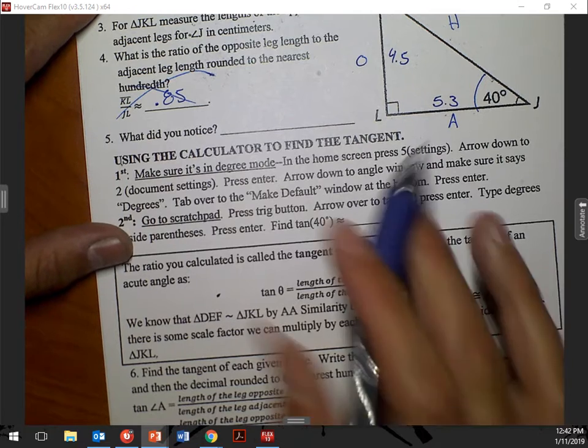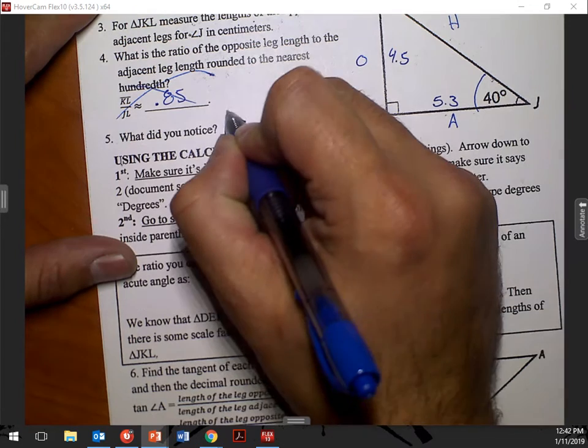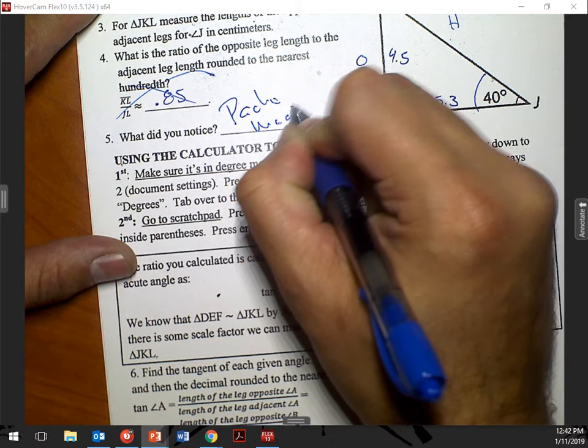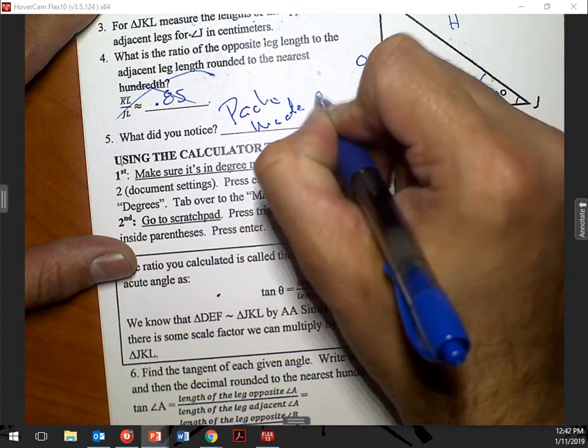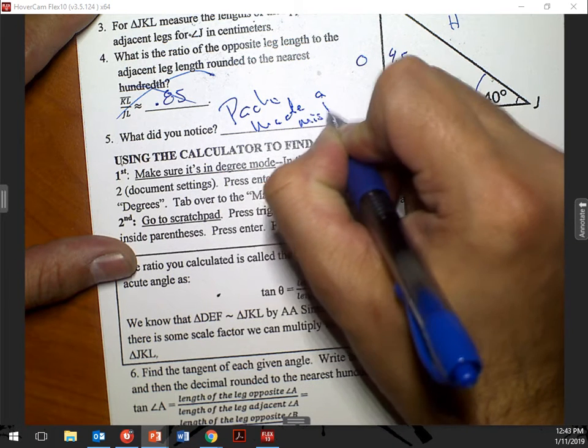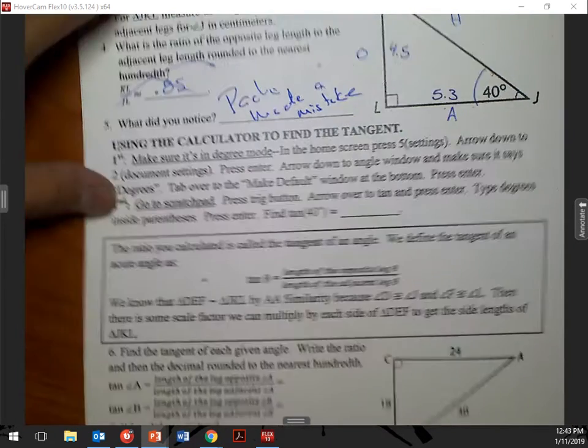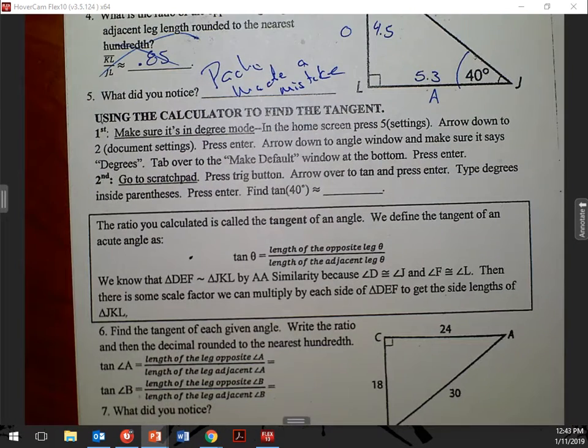Okay, never mind. So, Pacho made a mistake. That's what you want us to put? Just know it is. I would have put that too. Okay, Pacho made a mistake. Anyway, alright. That's what you want us to put? Yeah, might as well.